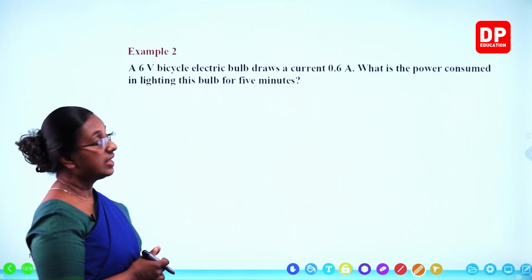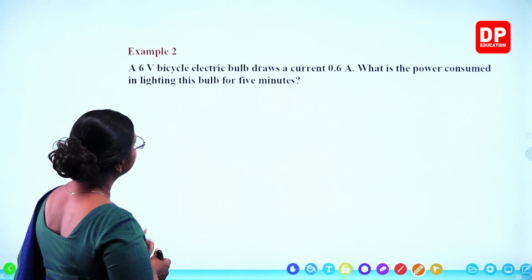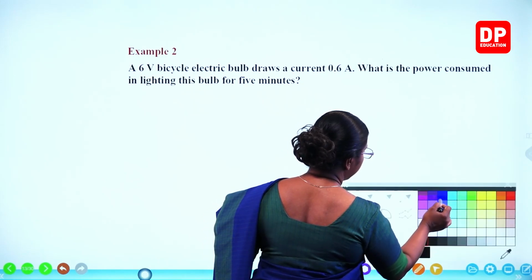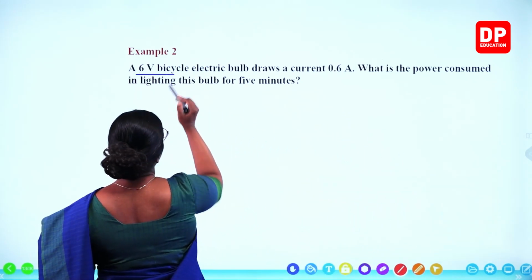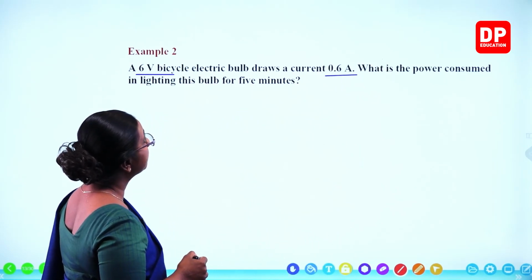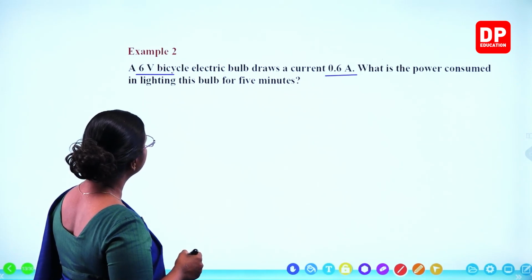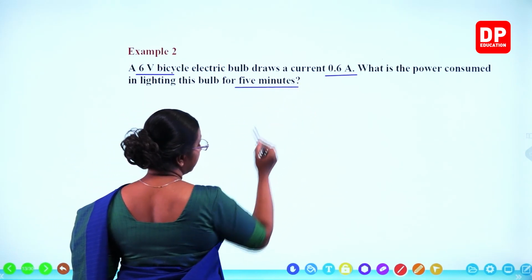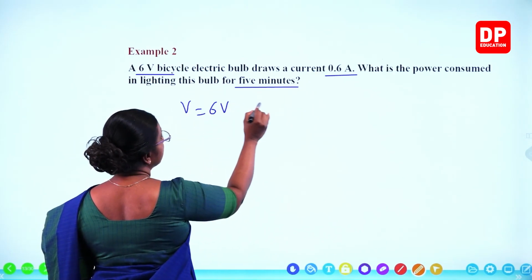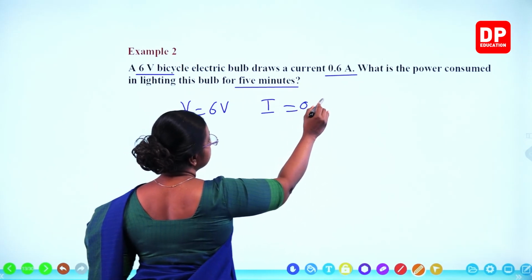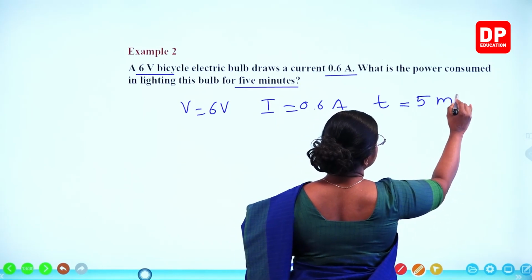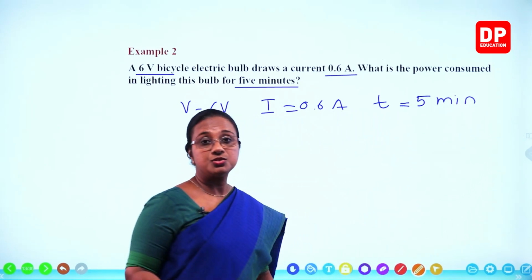Example 2. A 6-volt bicycle electric bulb draws a current of 0.6 amperes. So again, you get the values. What is the energy consumed in lighting this bulb for 5 minutes? So you know the voltage 6 volts, current 0.6 amperes and time 5 minutes. So we have to convert this to seconds.